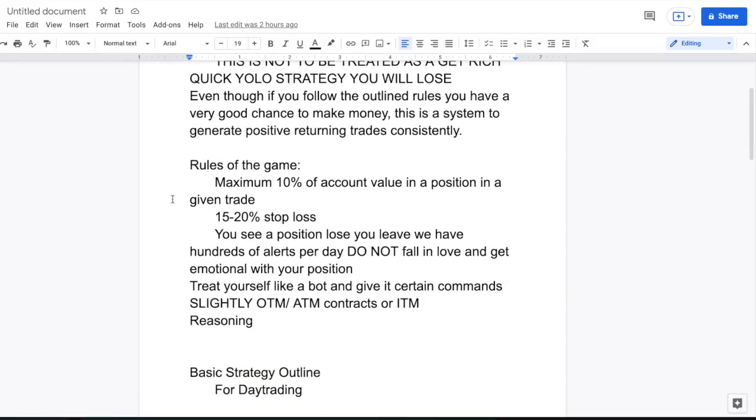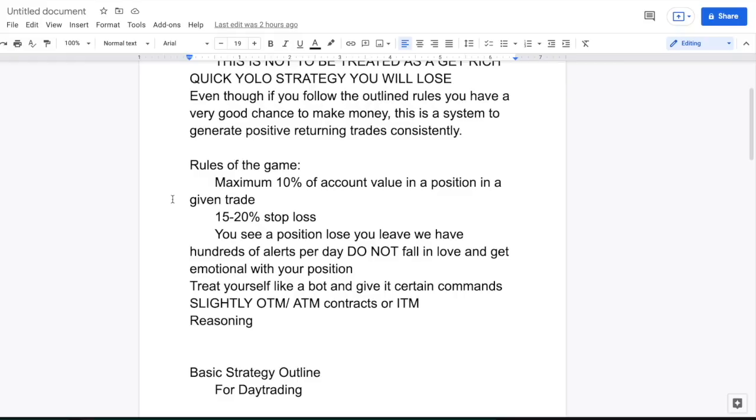So when we come down a little bit further here, the rules of the game, just basic trading strategy: a maximum of 10% of the account value in a position in a given trade, meaning that if you have a $1,000 portfolio, you're only putting $100 into any trade. A 15 to 20% stop loss, meaning that you're essentially risking 1.5 to 2% of your overall portfolio on any given trade. I think this is something that a lot of people are struggling with right now, the stop loss situation.